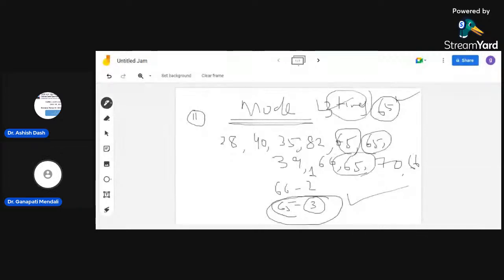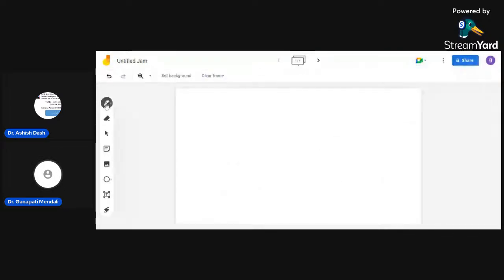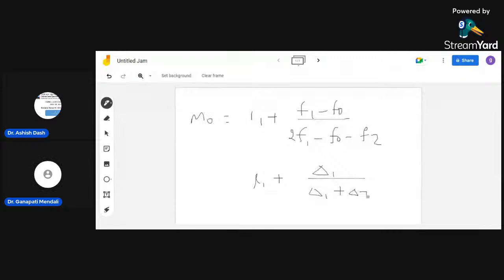Again, if we have some grouped data, we can also calculate the value of the mode. The value of the mode is equal to L1 plus F1 minus F0 by 2F1 minus F0 minus F2, into i. Another formula is L1 plus delta 1 by delta 1 plus delta 2 into i.